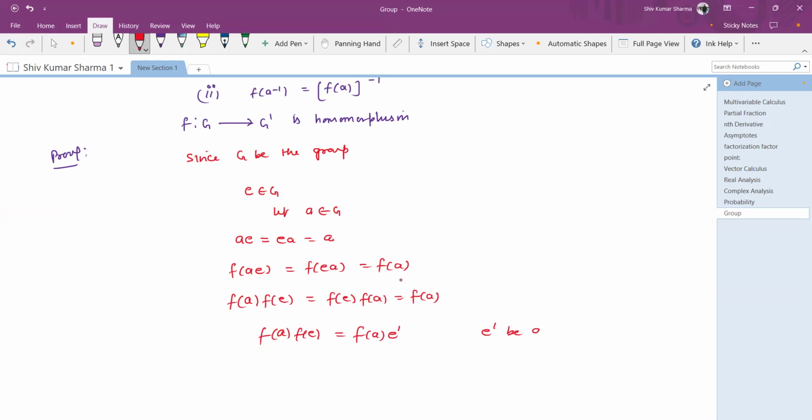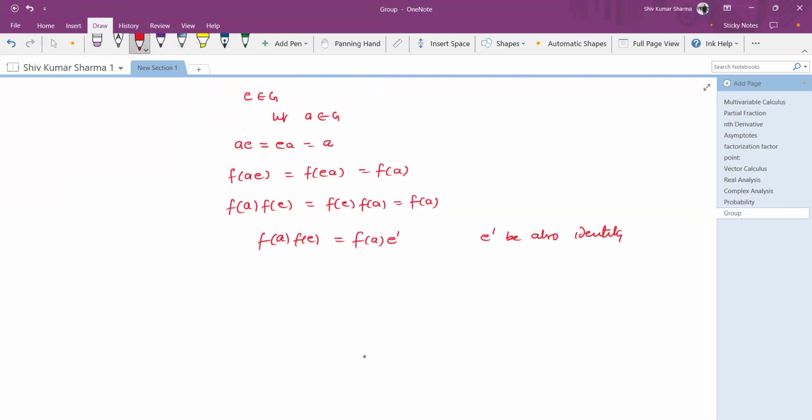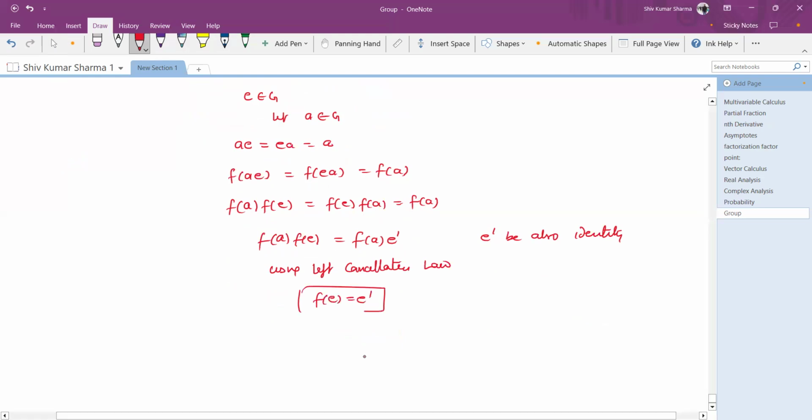So E dash is also the identity. Here we use the left cancellation law. By using the left cancellation law, we write f(E) equal to E dash.